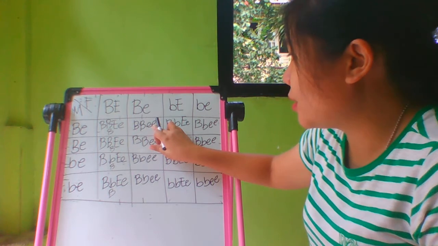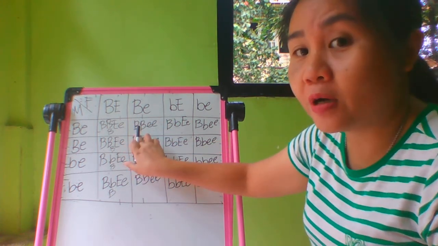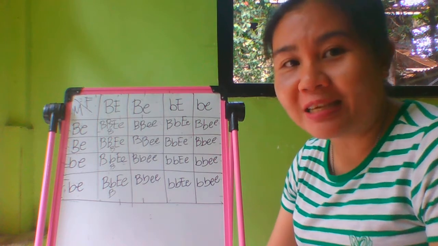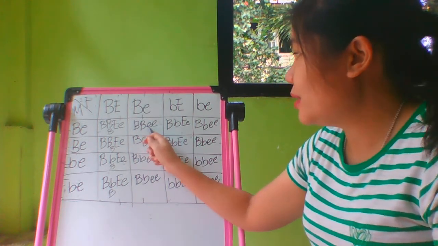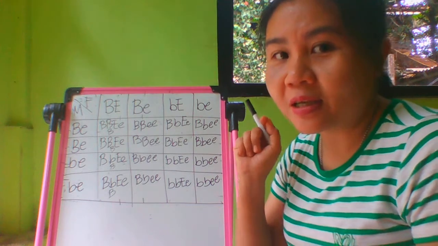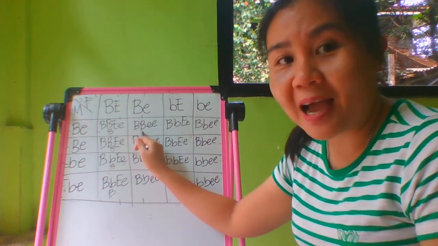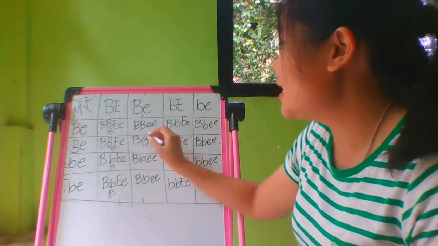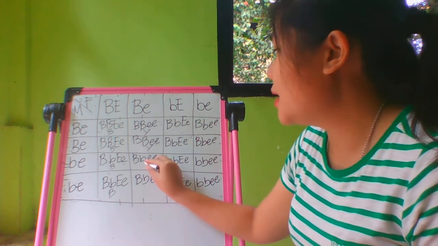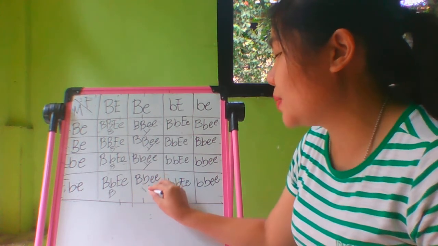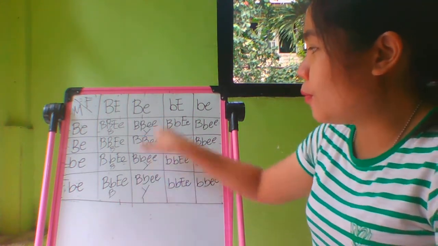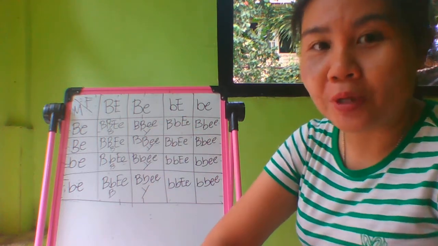Then we have here, okay, you have two big letter B's, but you have two small letter E's. And remember, this one is a recessive trait. And if these small letter E's are present, it cancels the appearance of the pigment black. Thus, this one is considered as yellow. Also, this one is yellow, and this one is also yellow. So all of the ones on the third column are yellow Labradors.